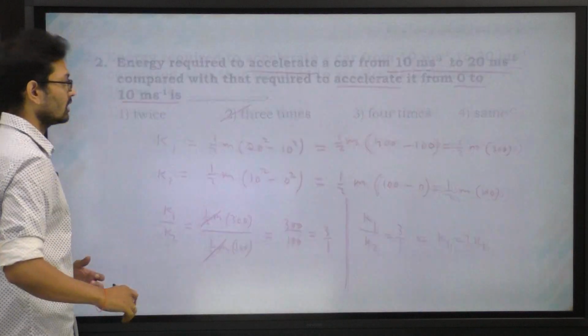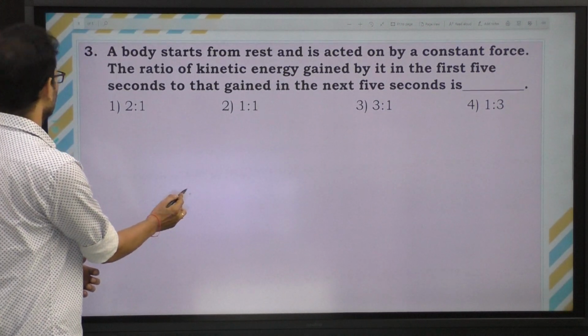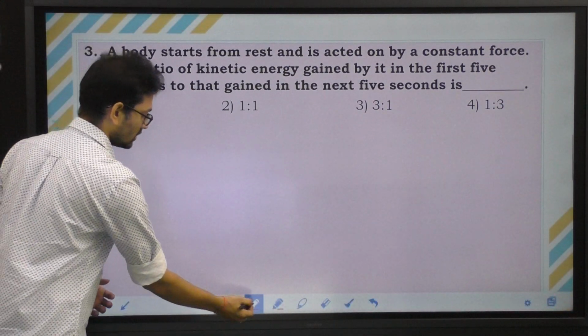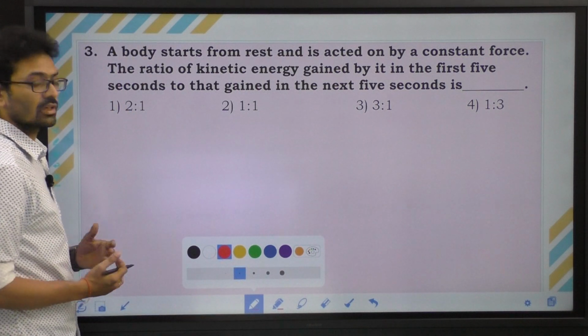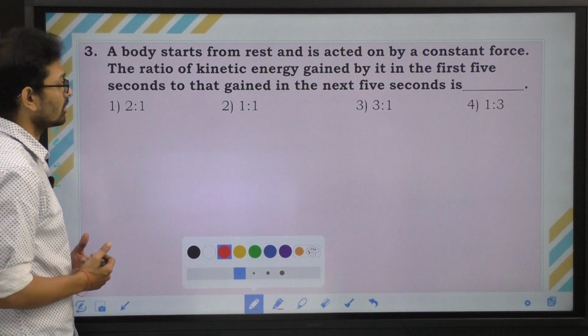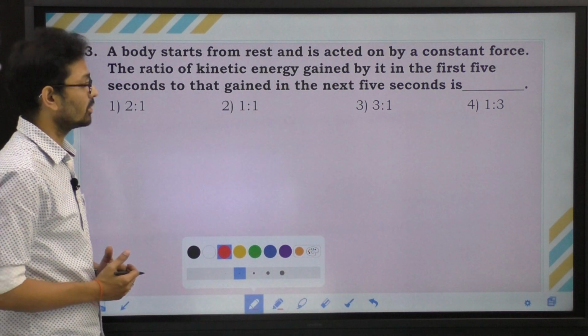So the next question is here. In this question, your body starts from rest. Okay, that means the initial velocity is 0. From here you are able to find it out, and it is acted on by a constant force.